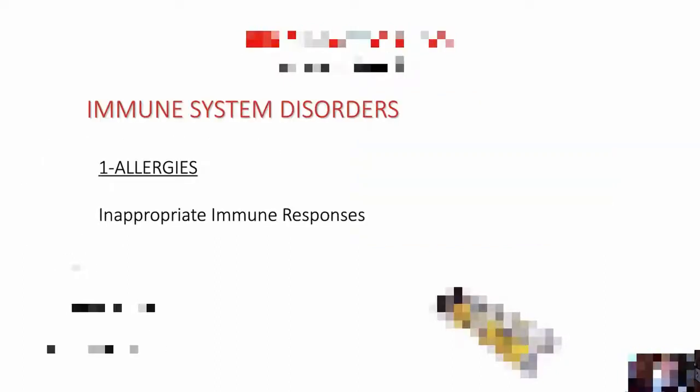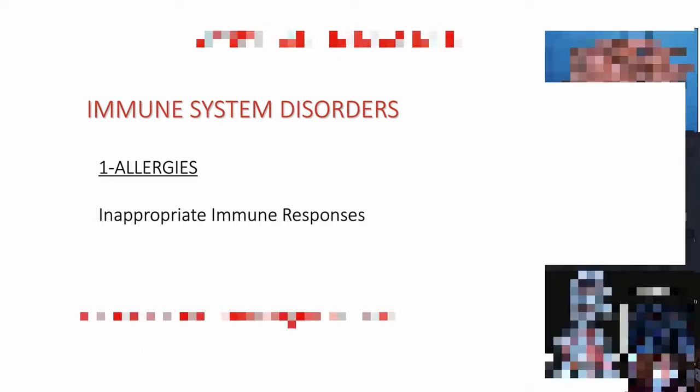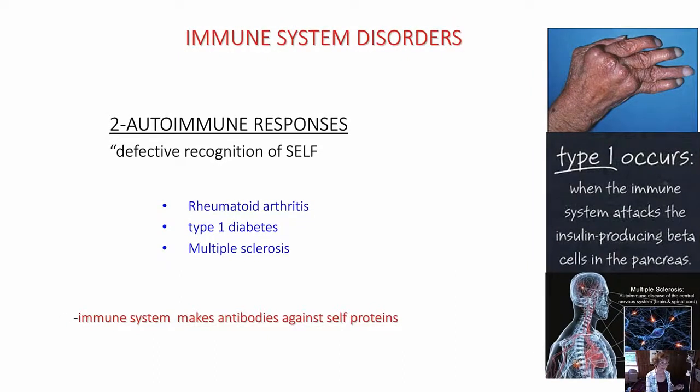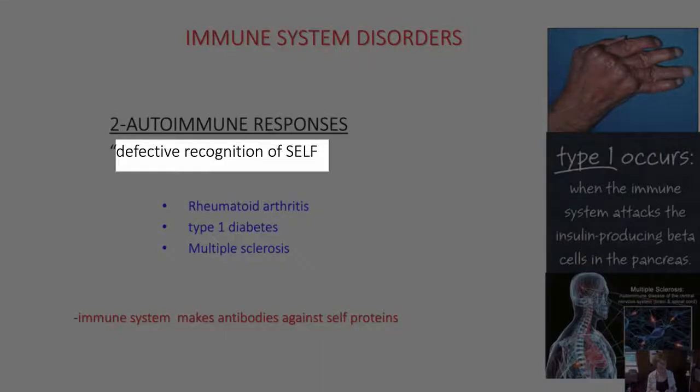Allergic reactions are one type of immune disorder, when your body overreacts to something that is normally considered harmless. Then we have autoimmune responses. In this case, the body isn't responding to some external allergen or pathogen and recognizing it as non-self. What's happening is the body, for some reason, thinks that certain proteins in your system are non-self. I call this defective recognition of self.